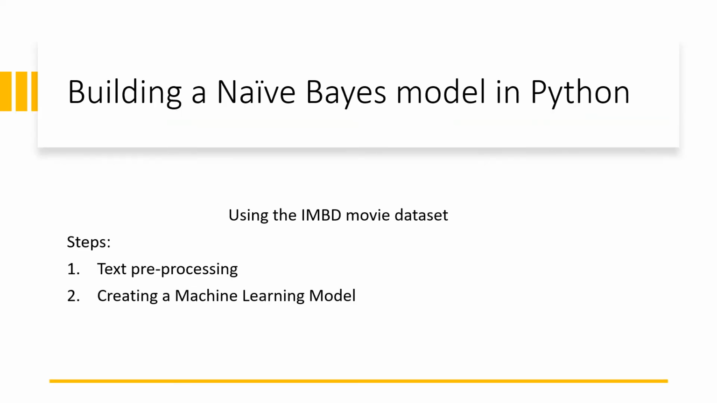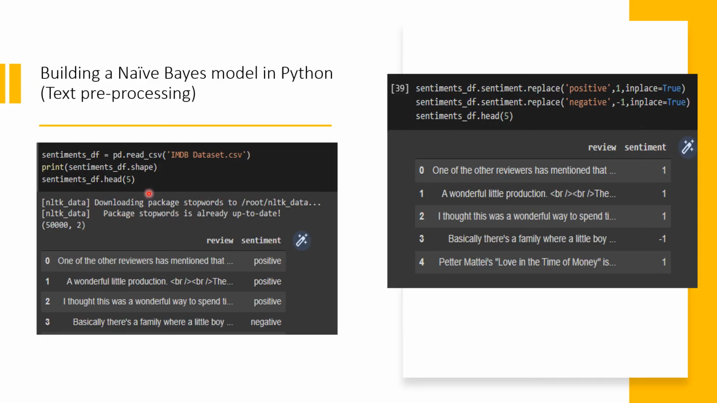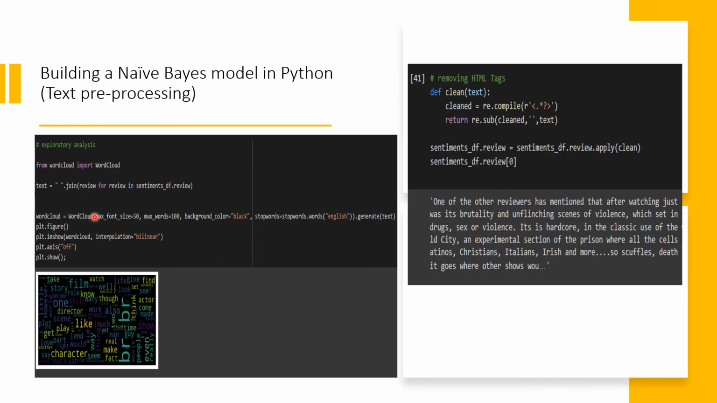In the next few slides, I'm going to be demonstrating how to build a naive Bayes model in Python using the IMDB movie review dataset. So the first thing that I did here is to read in the dataset using pandas, then check what it consists of, then replace the sentiment with 1 and -1, 1 for positive sentiment and -1 for negative sentiment. Then view the most used words in the review column using the word cloud module, and then clean the data by removing HTML tags.